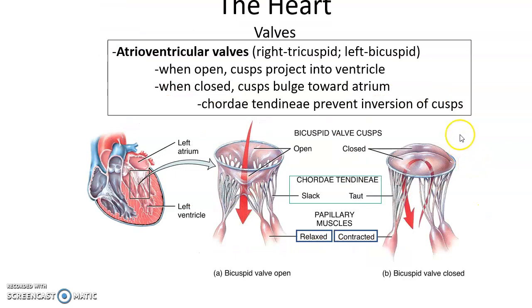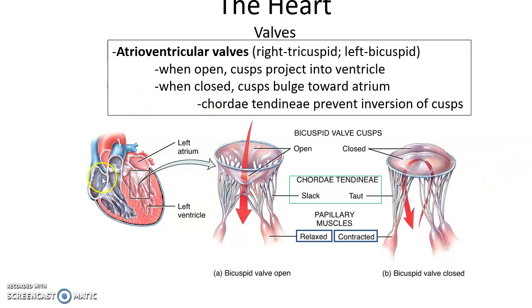All right, the valves. The valves are not all identical. They come in two big categories, the atrioventricular valves, the valves between the atrium and ventricle. This includes the tricuspid valve and the bicuspid valve. Tricuspid valve has three little flaps or cusps. Bicuspid valve has two little flaps or cusps.